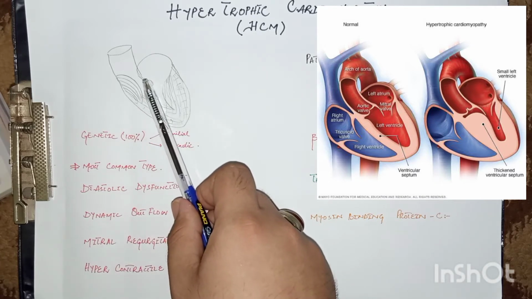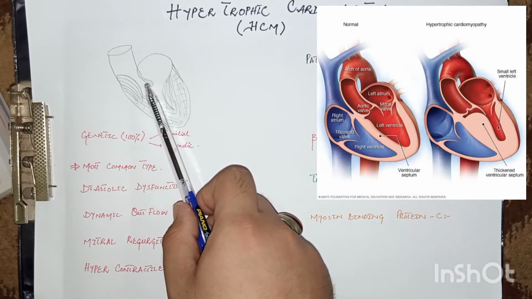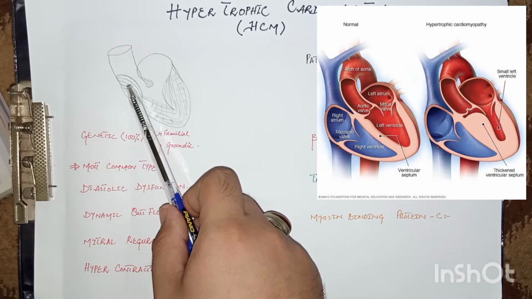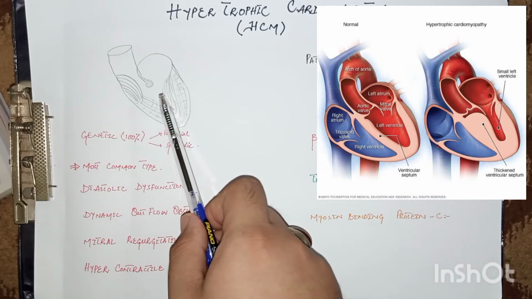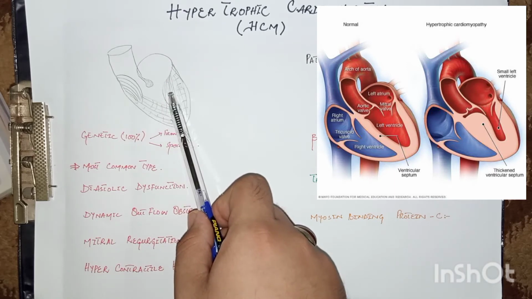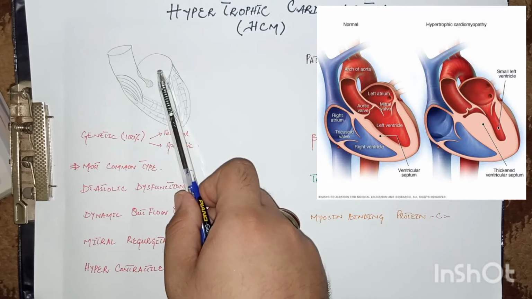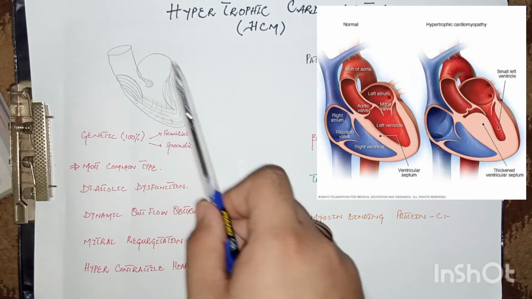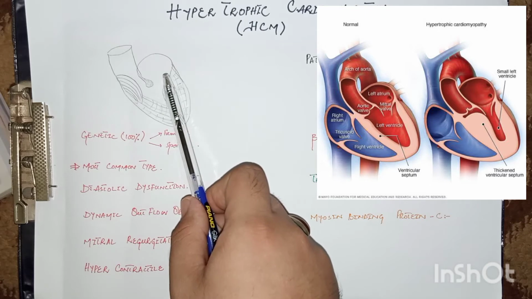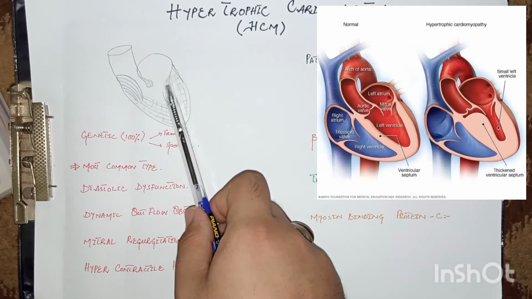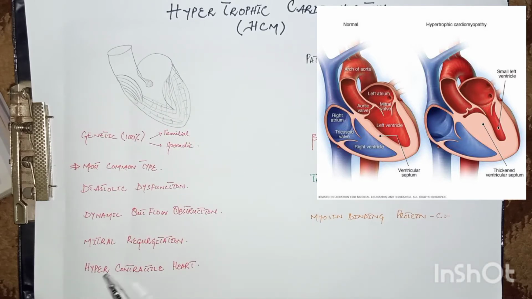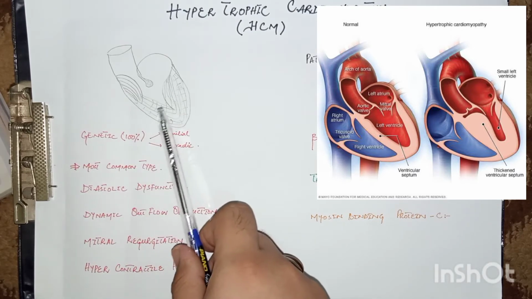The other feature is mitral valve regurgitation. The anterior leaflet touches this hypertrophied septum, so this valve becomes incompetent. Mitral regurgitation, that is backward flow of blood from the left ventricle into the left atrium and from the left atrium into the pulmonary veins, occurs because of this incompetent mitral valve, especially during the systolic phase of the cardiac cycle. The other important feature is that the heart is hypercontractile, and the heart rate is increased in this case. So these are the general characteristics of hypertrophic cardiomyopathy.